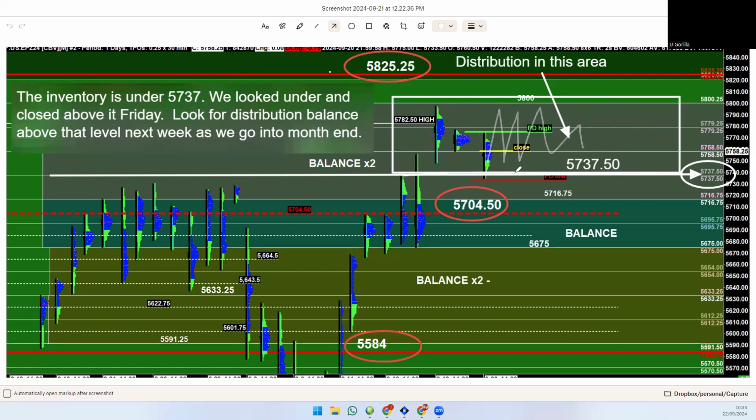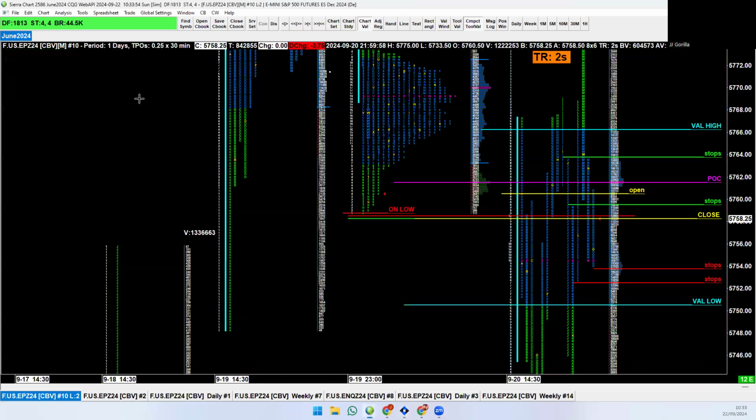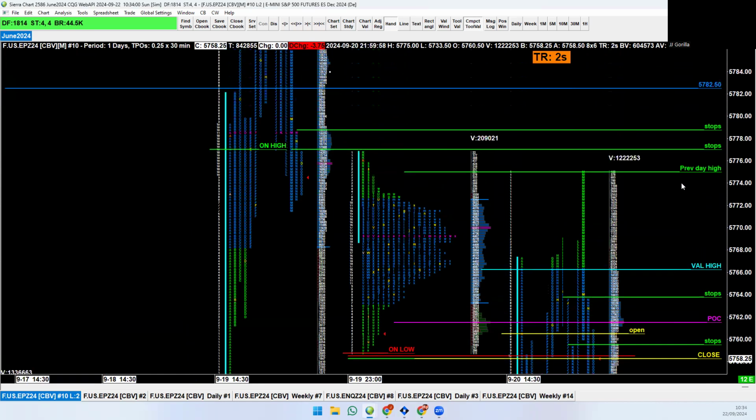If we break 37, great. You have a case for 57.16. That's where you're going to find some responsive buying. Okay. Let's go and take a look at the market profile in a bit more detail.